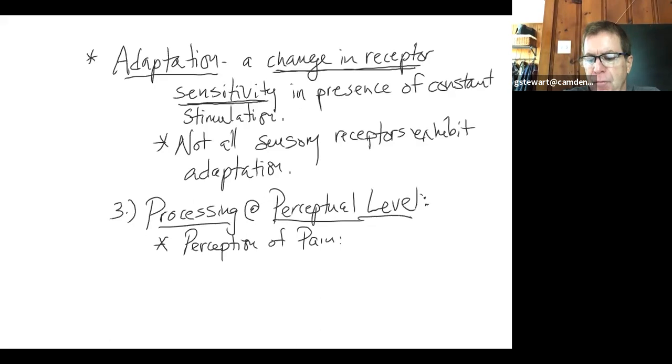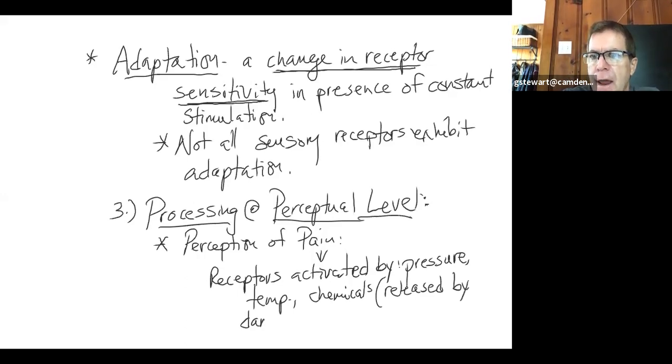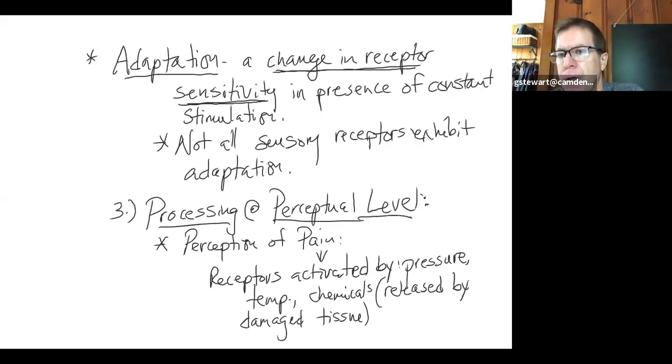In particular, pain receptors are activated by a whole group of types of receptors, particularly pressure, temperature, chemicals. By chemicals, I mean chemicals specifically released by damaged tissue, not chemicals in the air. So if you get a caustic chemical splashed on your skin, that causes tissue damage. Damaged tissues release chemicals, which signal the brain at the perceptual level of pain.